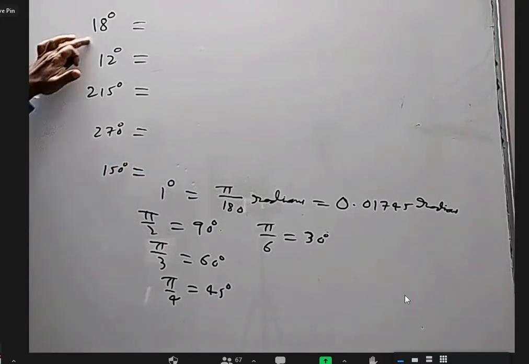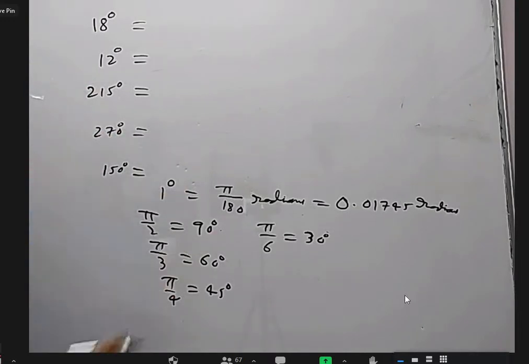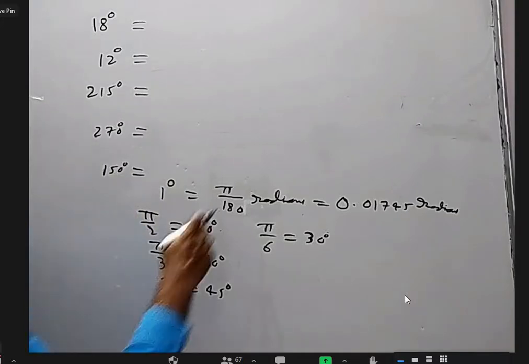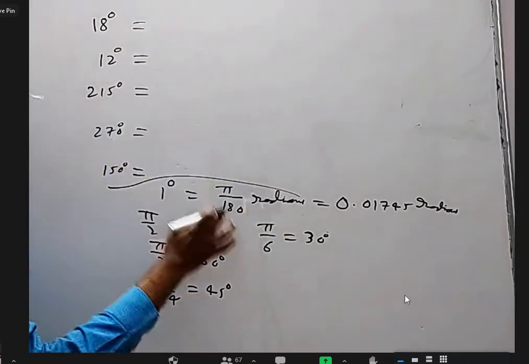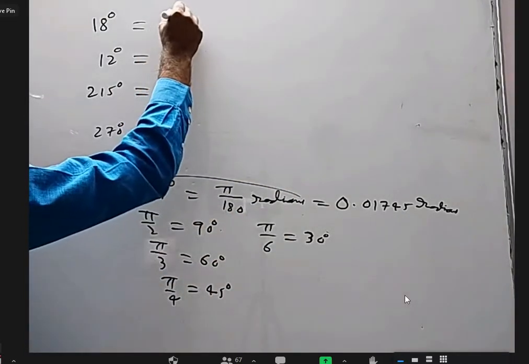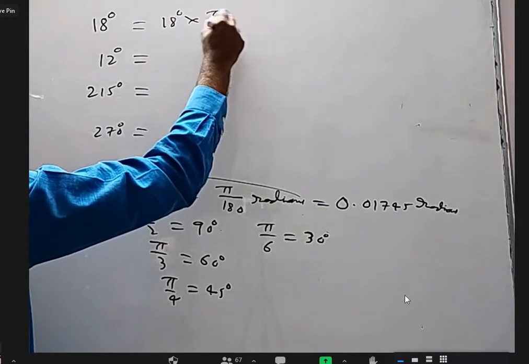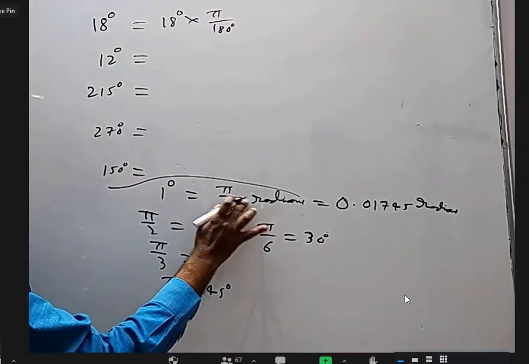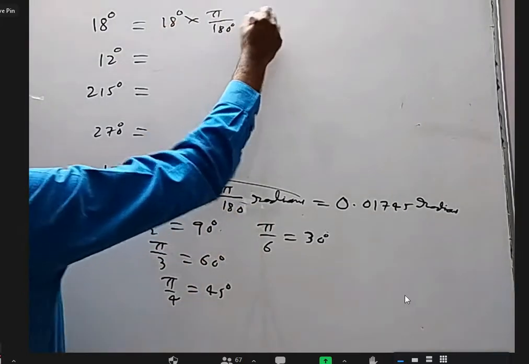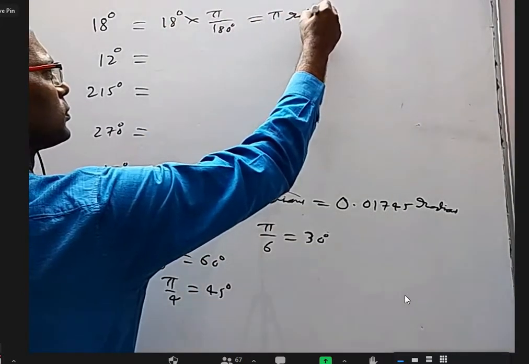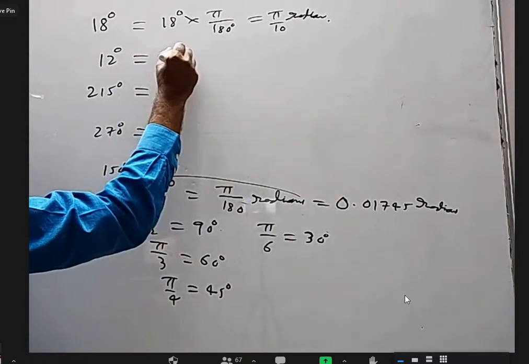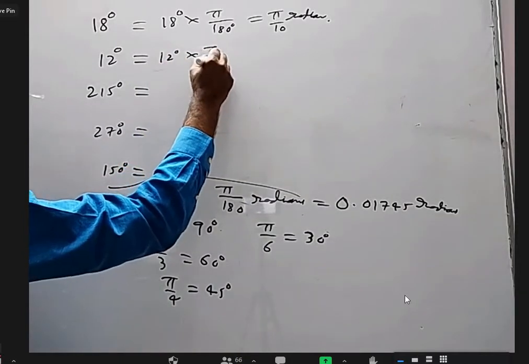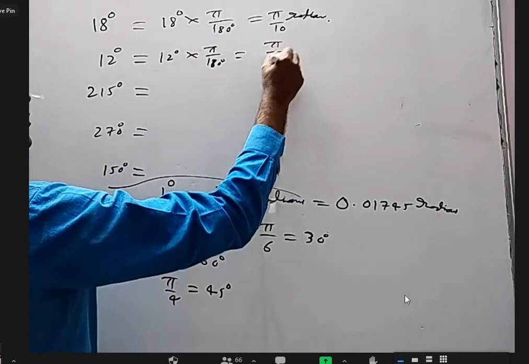Let us say any angle is given in degrees and you want to find it in radians. You can multiply with pi by 180. 1 degree is pi by 180 radians, right? Whenever you want to convert degrees into radians, multiply with this. So 180 degrees into pi by 180, 180 will cancel, I'll get pi radians. If I take 12 degrees, multiply with pi by 180, it will become pi by 15 radians.